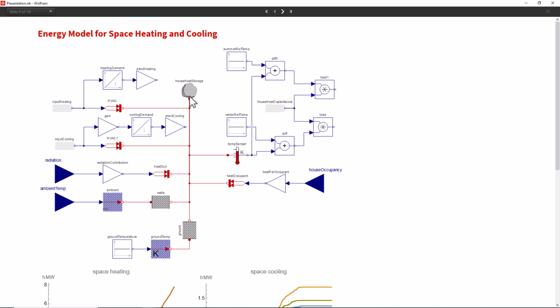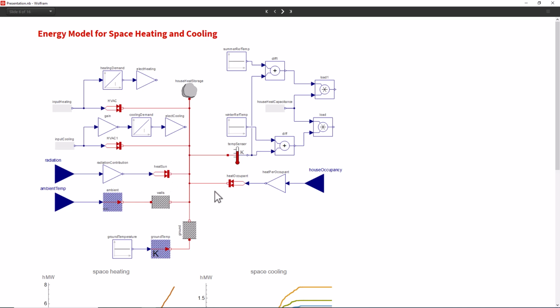The model includes thermal mass of the room. It is represented by a thermal capacitor, which simulates the heat stored in the air inside the room. Heat is transferred to and from the ambient environment through the walls. Heat is also added to the room through radiation, and the presence of occupants further contributes to the room's heat load.